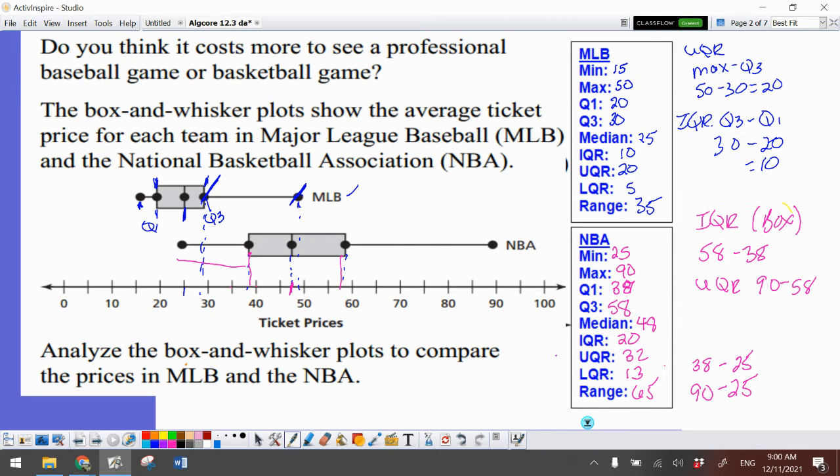Okay, so again, the key characteristics of your box plot are all controlled by the 5 values: the minimum, the maximum, the Q1, the Q3, and the median. You can come up with all these other characteristics from just those 5 numbers.